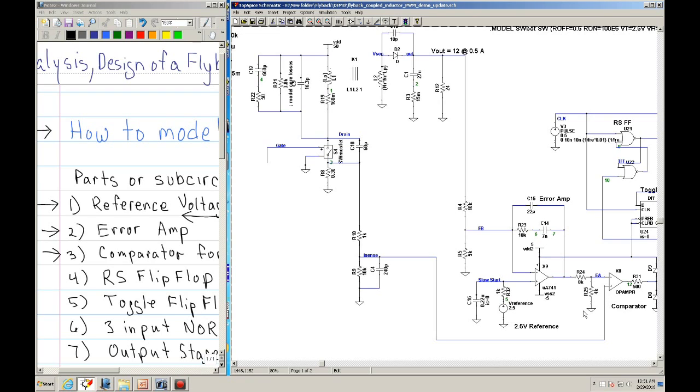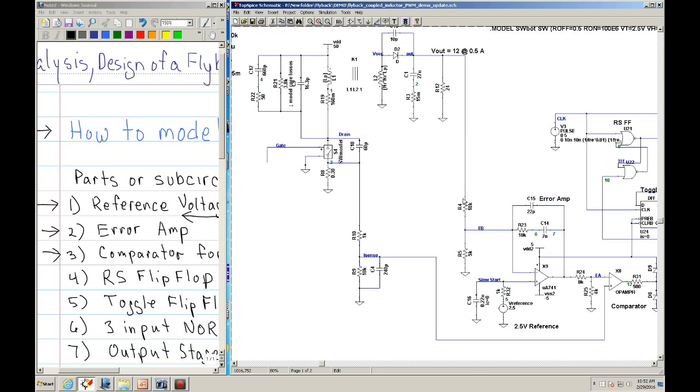Now keep in mind, this is a current mode PWM, pulse width modulator. And in the lecture, I said that a current mode pulse width modulator has two feedback loops. So this is the voltage feedback loop, okay, and this is the current feedback loop, okay. So these are the two loops that we're sampling from our power stages, okay.